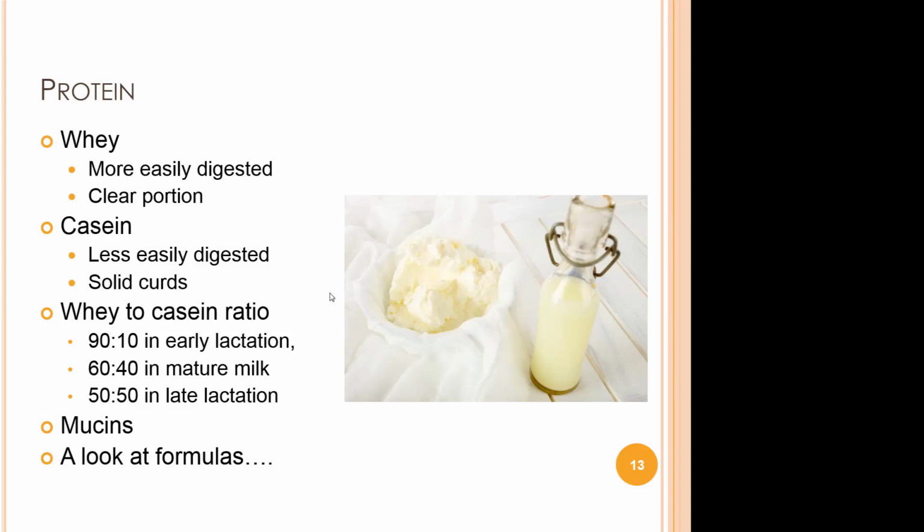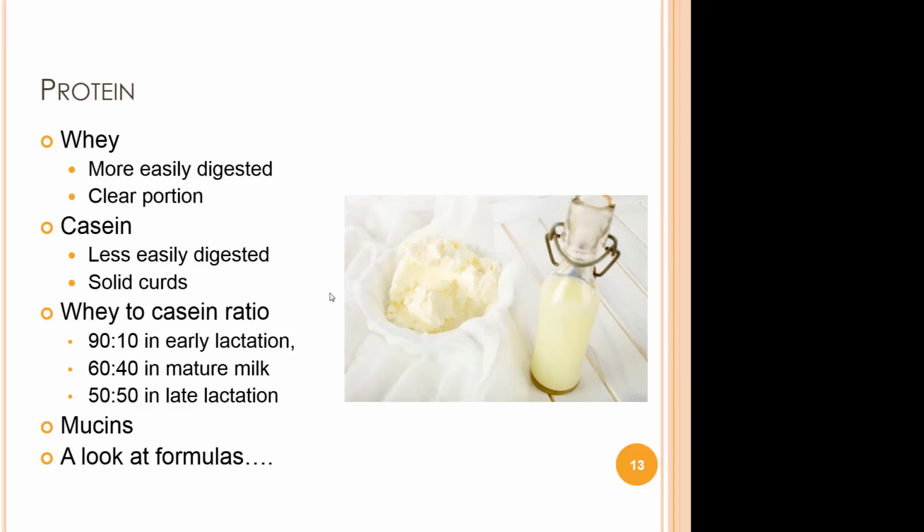The formulas that I just mentioned, for example, the 60-40 ratio or the 48 to 52 ratio, don't change over time. That combination is present in early lactation, in mature milk, and in late lactation. It doesn't address the needs of the changing infant's gastrointestinal system.